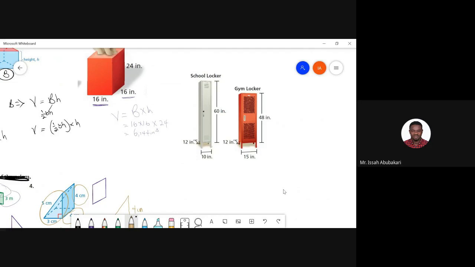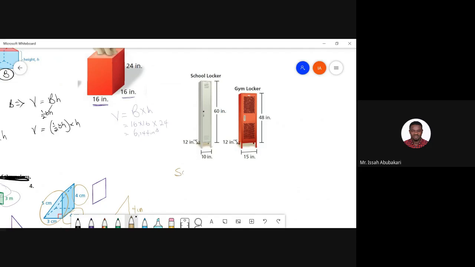Someone might say the school locker is longer, so I'll take the school locker because it can contain more. Someone also might say, okay, I will take the gym locker because the base is wide. So with this, how do you know which one can take more? You can only get to know after calculating the volume of the 2 of them. Even if you are asked to draw a conclusion, because the base of the gym locker is bigger than the school locker, I'll go for the gym locker. But we cannot draw a conclusion without calculating. So let's solve for the volume of these 2.